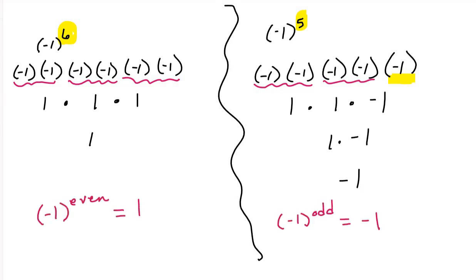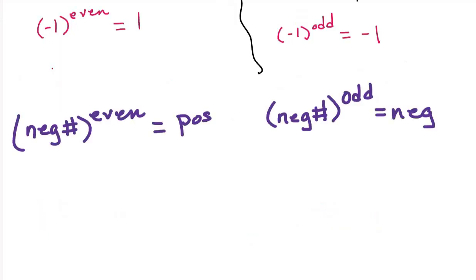So we can expand our rules here to say that negative 1 to an even power is going to give you positive 1. Negative 1 to an odd power is going to give you an answer of negative 1. And this rule is going to work for any base that is negative. As long as you have a negative number to an even power, the answer is going to be positive, and a negative number to an odd power, the answer is going to be negative.